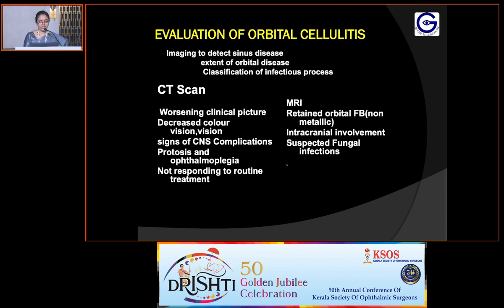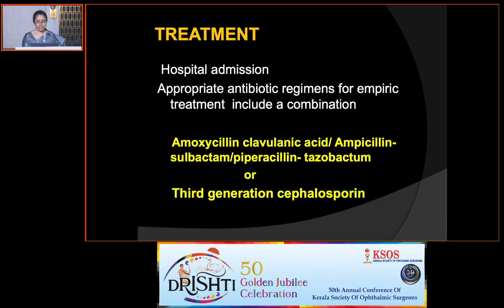Coming to the evaluation, imaging is used to detect sinus disease, extent of orbital disease, and classify the infectious process. So when will you do a CT scan? Worsening clinical picture, decreased color vision, or signs of any CNS complications. MRI if you are suspecting a retained orbital foreign body, especially a wooden foreign body. So when you see a patient with orbital cellulitis, the first thing you should do is check the vision. All the ophthalmic examination is done, and then admit the patient.